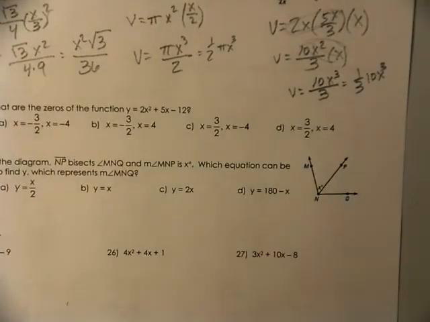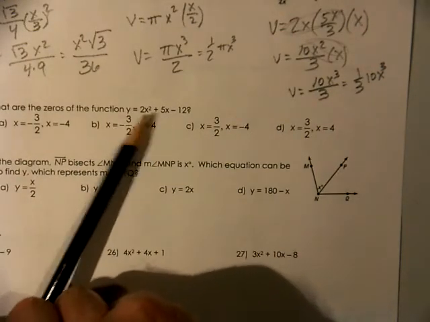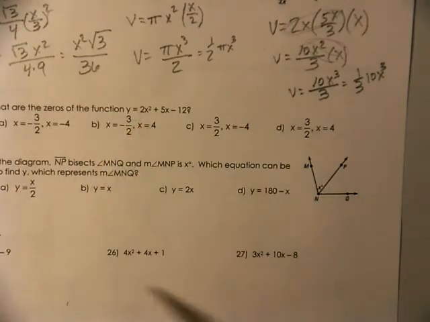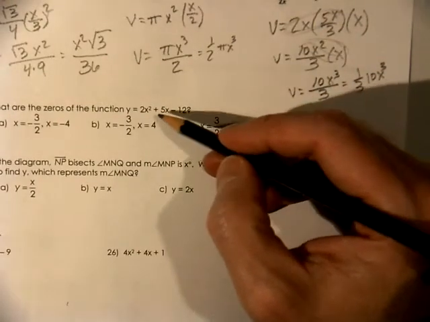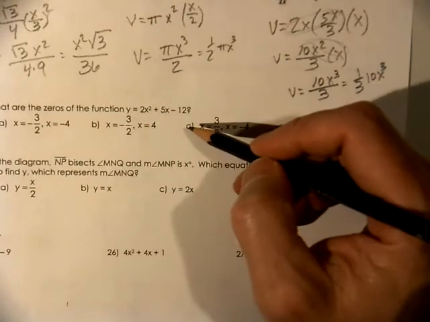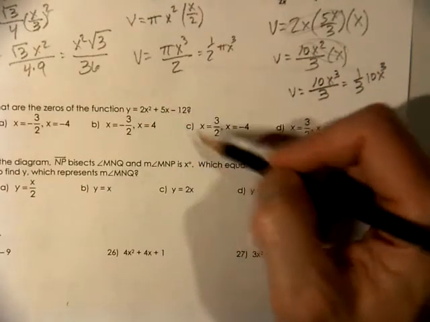What are the zeros of the function? Alright, this is going back to some review questions. What are the zeros? Where does this cross the x-axis is what's being asked. So, there's different ways we can do it. We can either do quadratic formula. You can factor if possible. The safest route right now might be quadratic formula.